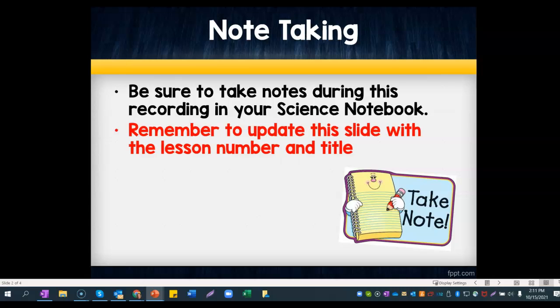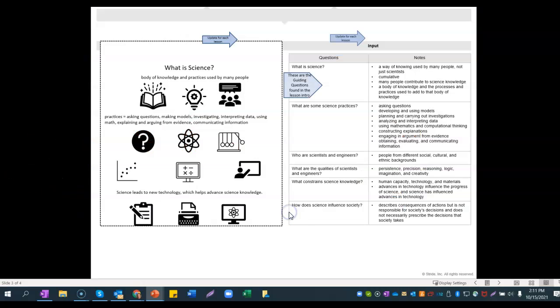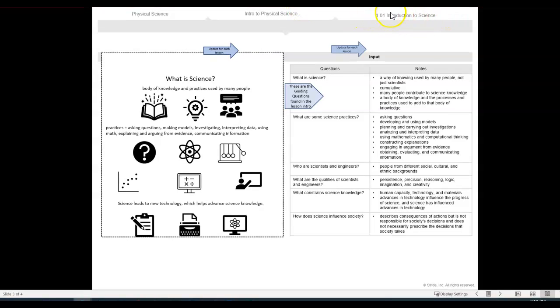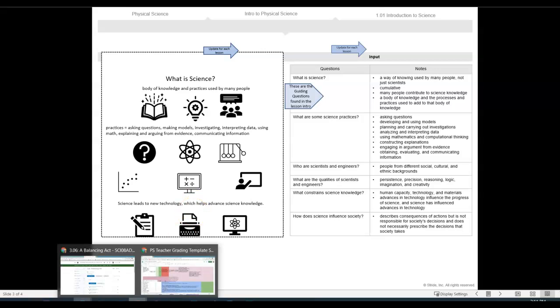So you want plenty of examples of different equations so you can refer back to those as you take your quiz and your test. Remember, you also want to update your slide or your notebook paper page with the lesson number and the title. It's 3.06, a balancing act. Make sure you get all those guiding questions in, and then over here, this would be a great place for you to put some of those examples in that we'll cover in the lesson.